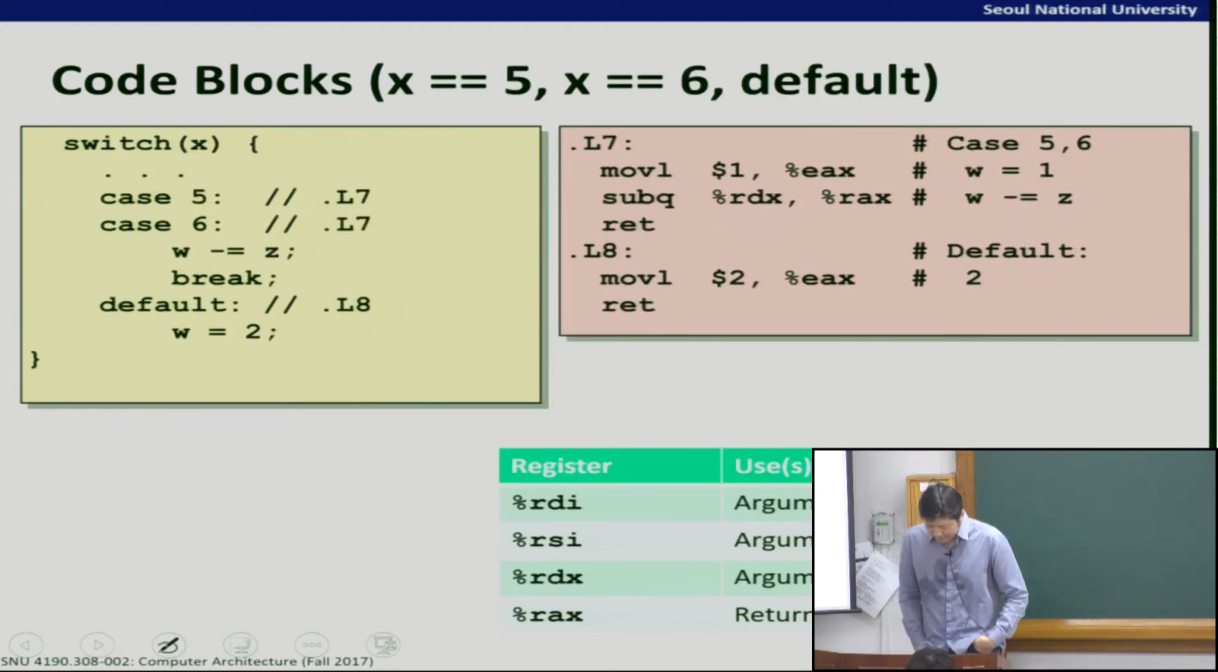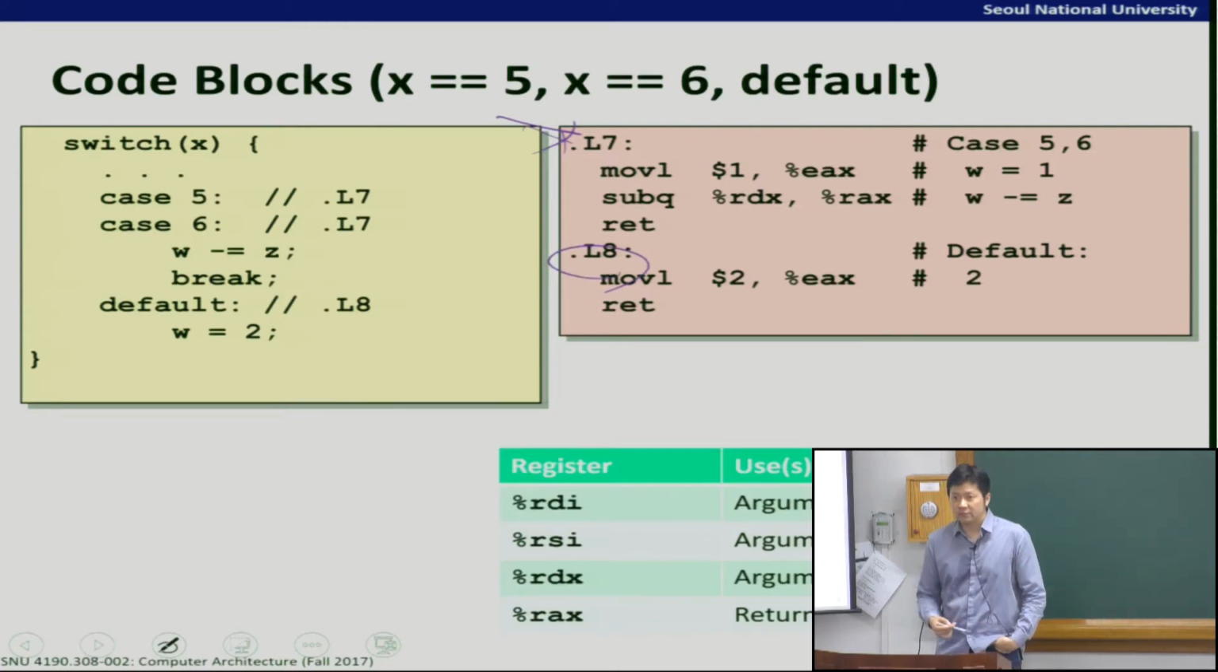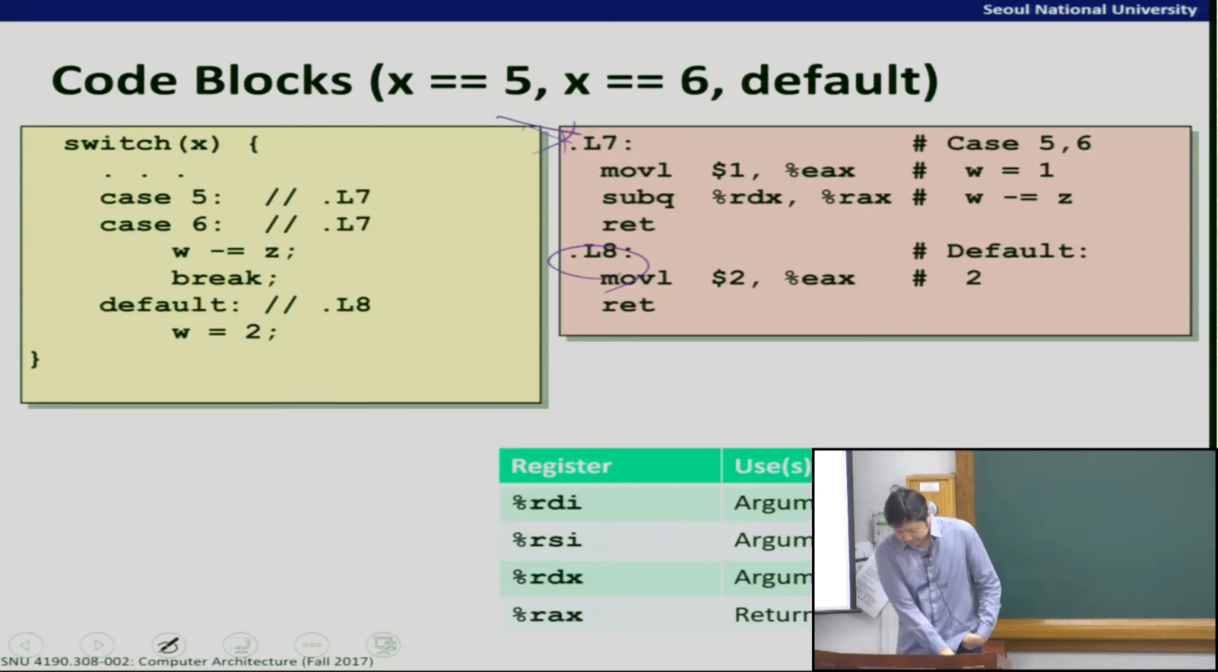For code blocks 5 and 6, the default, it looks like this, because they jump to the same label, L7. If X is either 5 or 6, then you go to the same code block, and L8 is the default, right? The default value.